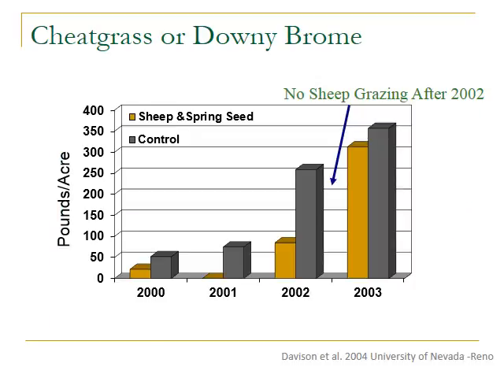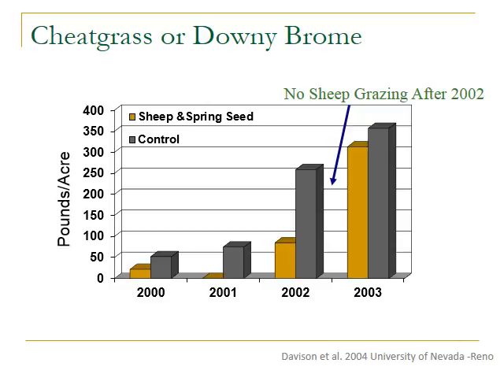Here's just one example. This is a study that was done by J. Davidson and Associates down at the University of Nevada, Reno. They were looking at whether they could use sheep and put seeds on with the grazing to try to recover a site. And what you can see is they put sheep on in the year 2000, and the control site had twice as much pounds per acre of the cheatgrass as the grazed plot. In 2001, there was almost no cheatgrass in the grazed plot, and the amount of cheatgrass in the control plot was going up.